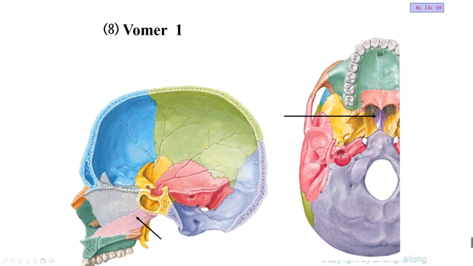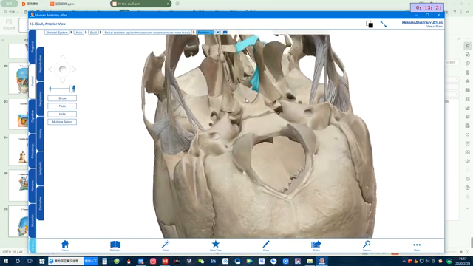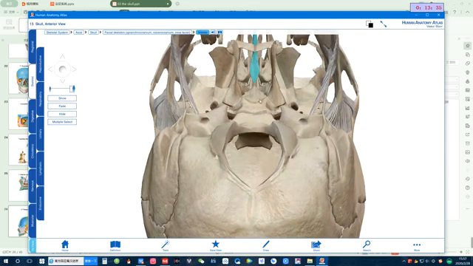Eighth, the vomer. Here, the pink is the vomer. On this picture here is the vomer. You see the vomer will form one part of the middle septum of the nasal cavity. Now let's see the software. The vomer. Where is the vomer? Here. Here is the vomer.